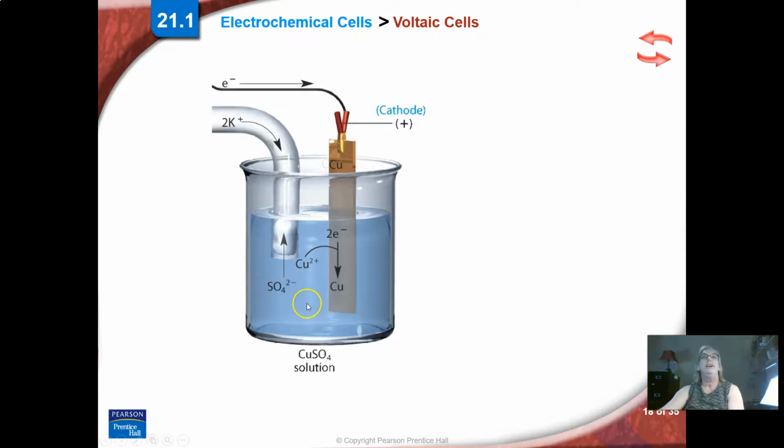And you also have the potassium sulfate in the salt bridge, and the potassium is going to want to go this direction to balance out negative charges coming in here. We have to have the charges balanced. So this whole salt bridge is to balance out charges. If you don't have the salt bridge, you can't have this circuit.